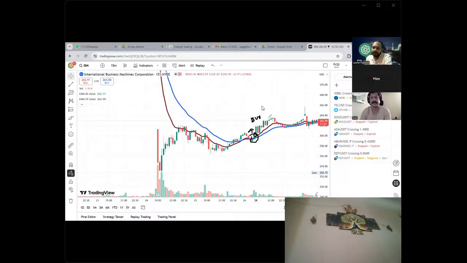And then you can ride it until the previous swing high or until the red line crosses the blue line towards the downside. So in this scenario we have to take the trade only whenever there is a crossover. Without crossover we will not take any trade.